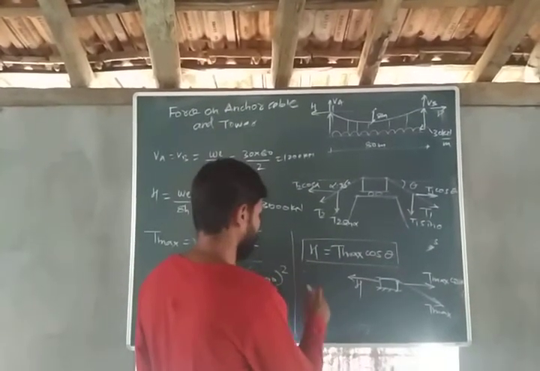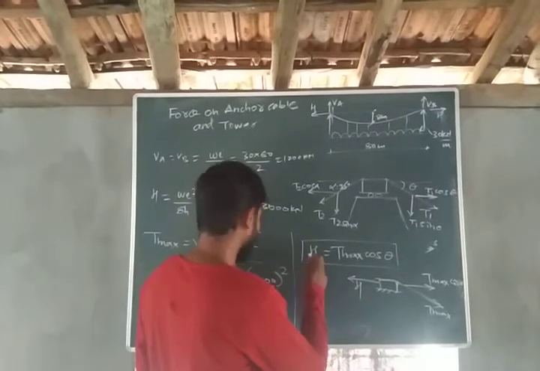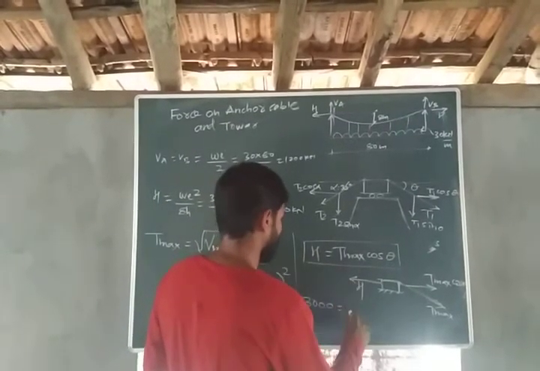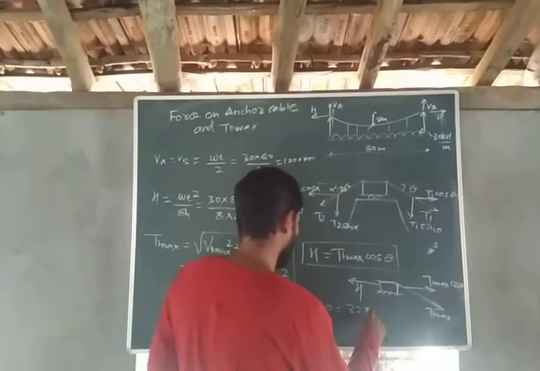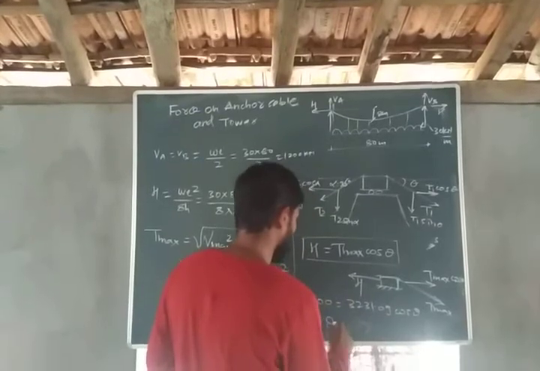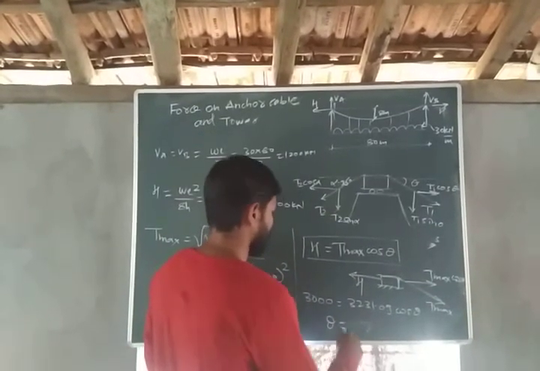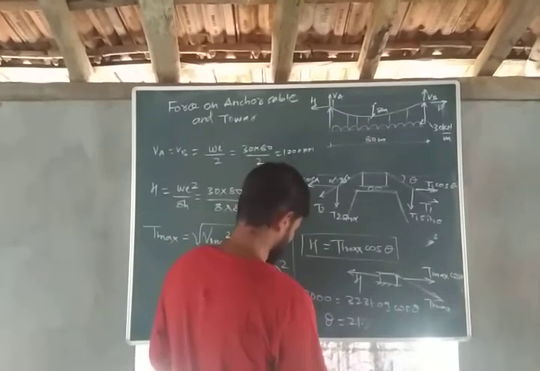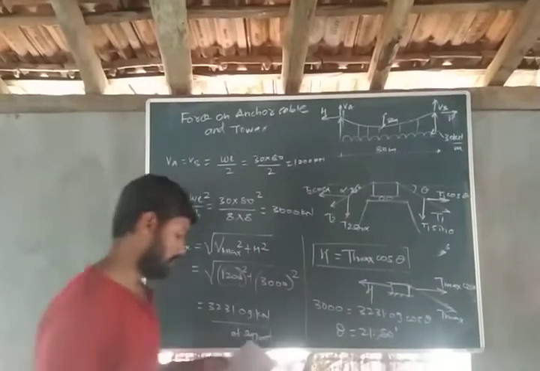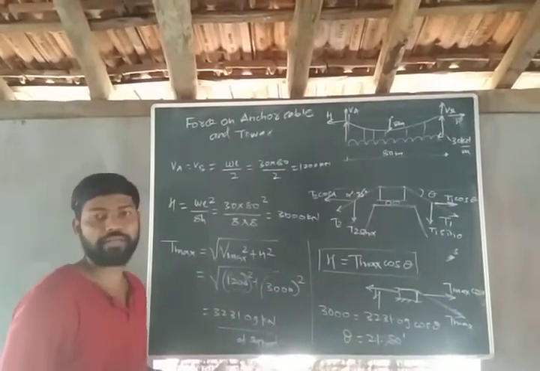Now I will substitute all the values over here. H is 3000, T max is 3231.09, and cos theta. So it gives theta is equal to 21.80 degree. Theta is equal to 21.80.